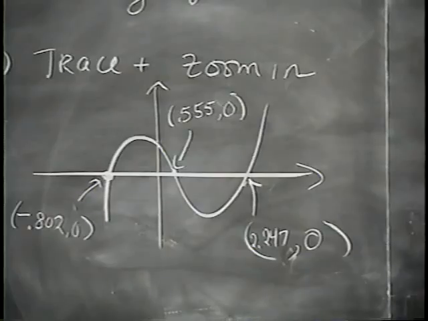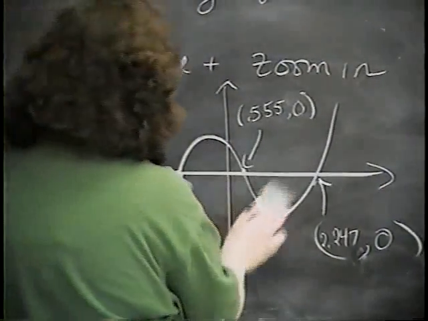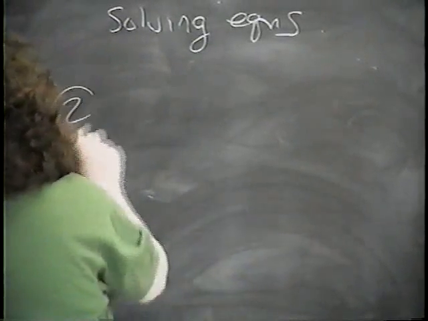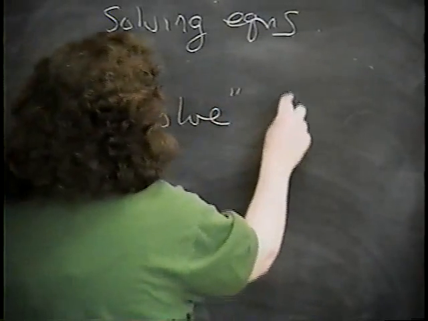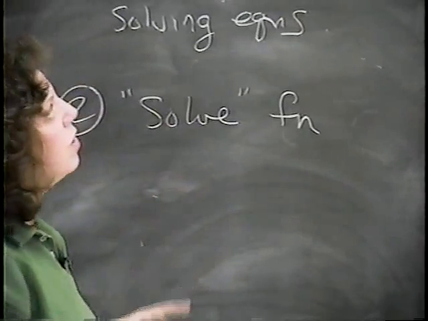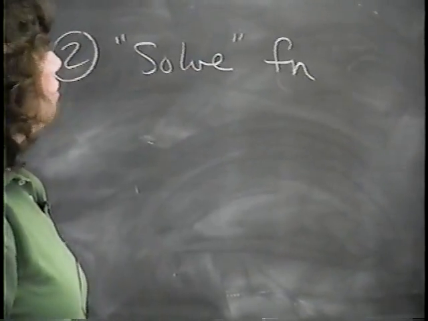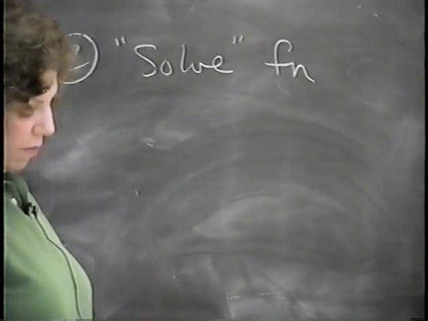Okay, the next method I want to show you is to use the solve key. It's the solve function. Actually, if you have a TI-83, there is a solve button in the math menu, at the end of the math menu. For those of us with the TI-83, let's hit second quit. If I want solve, let's look what's going to happen over here.